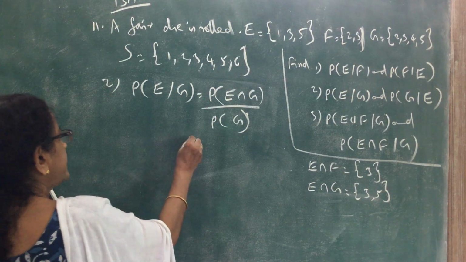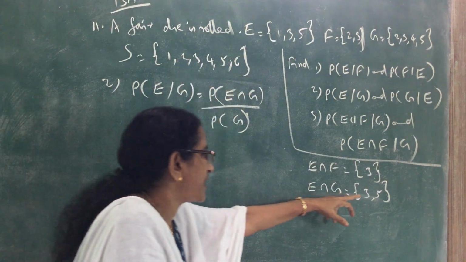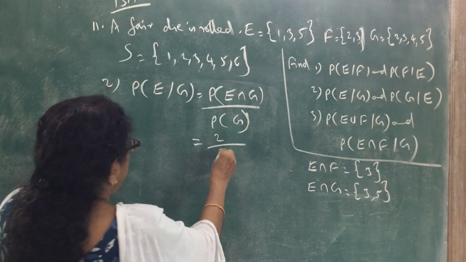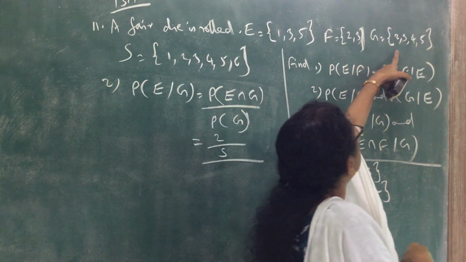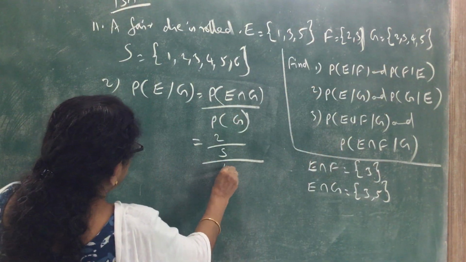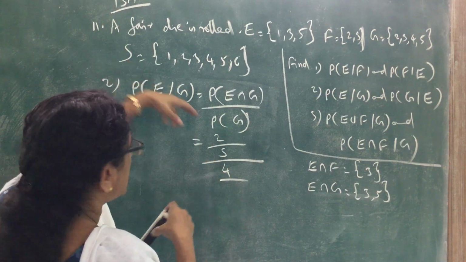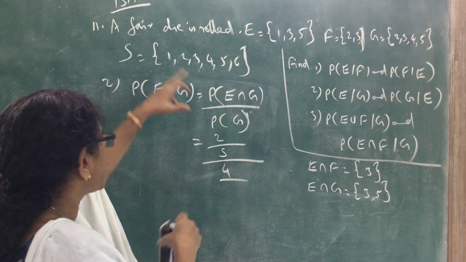Now we can write the probability directly. Probability of E intersection G: the number of elements is 2, divided by the number of elements in the sample space, 6. Divided by probability of G: the number of elements in G is 4, divided by 6.